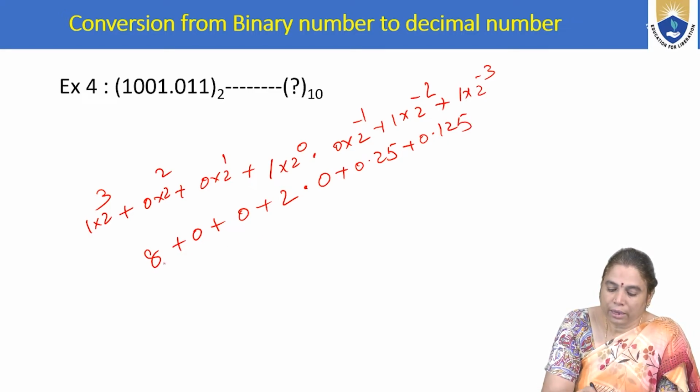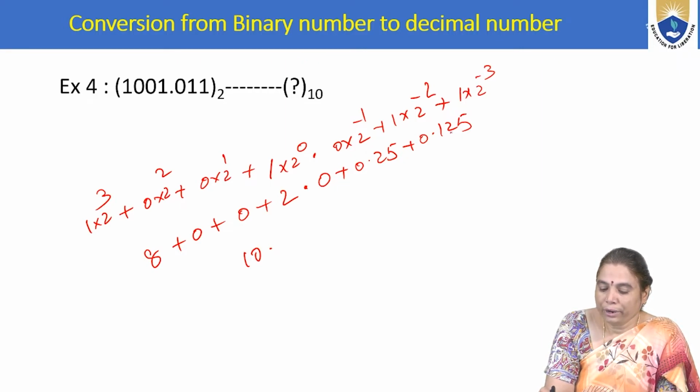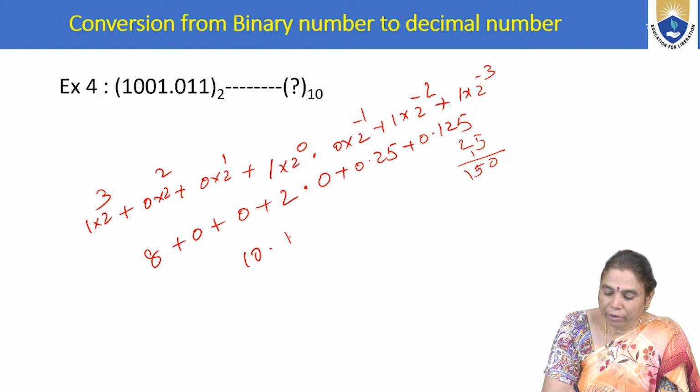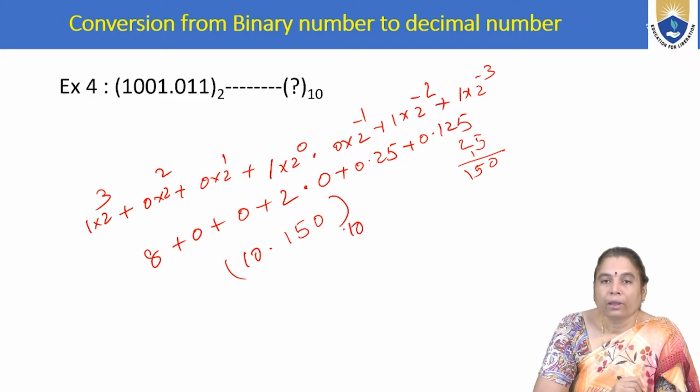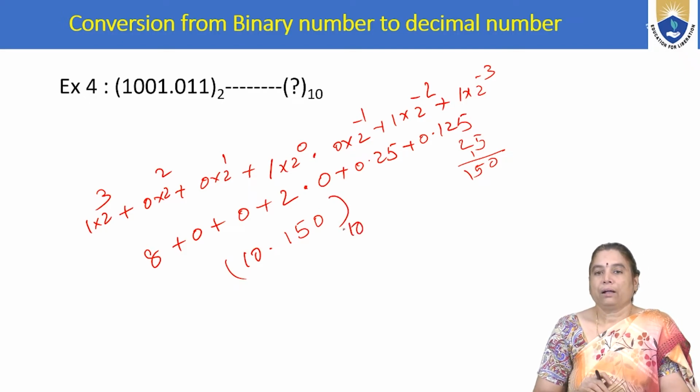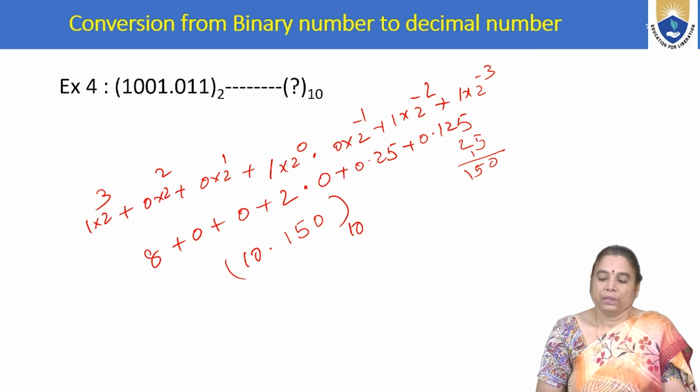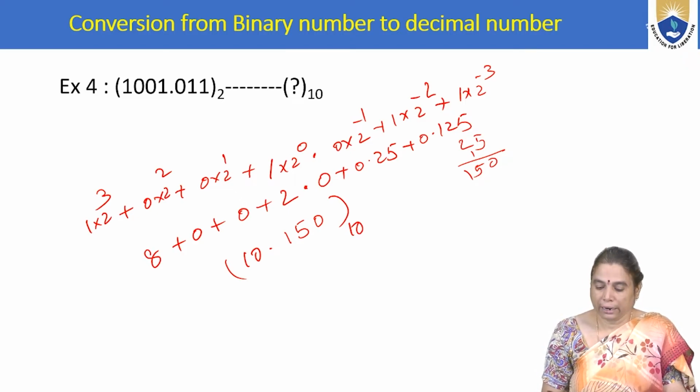Okay. So here the integer part is 10 and here we have to add 0.125 with the 0.25 so that we get 0.375. So this is the decimal equivalent of the binary number. In this way the integer part and the fractional part can be converted.